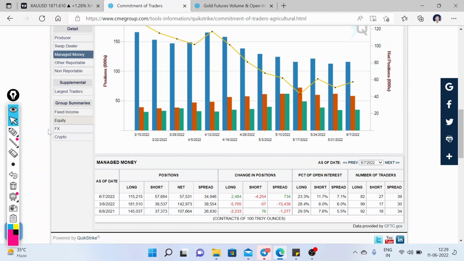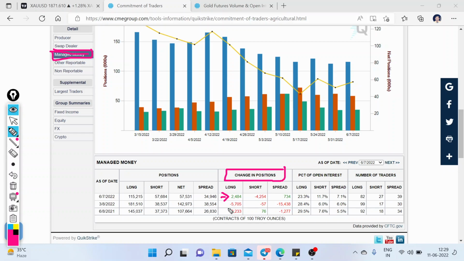So this is the COT report that we currently have for this week, and we are looking at the managed money, or you can say the smart money managers. So we will discuss the positions and the change in position. As you can see in this latest COT report, in the long contracts this time you can see some positive increment.